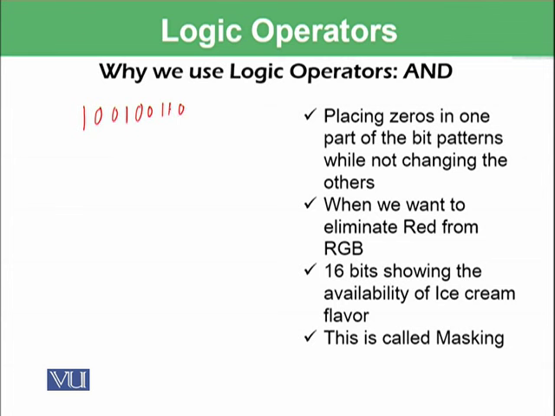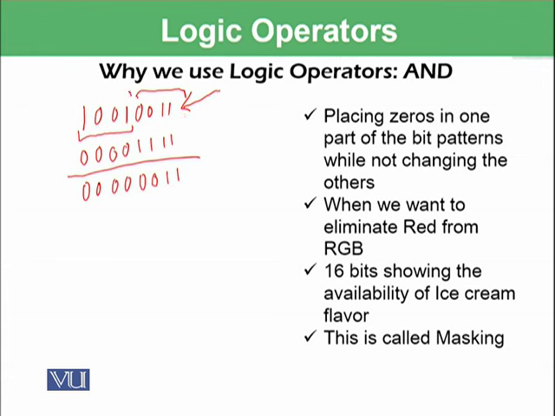1001000110, and you want to place zeros, for example, in these four bits, while you don't want to change these other four. So what you can do is put an AND with a number that is 0000111. So let's see the answer. 1 and 1 would be 1, 1 and 1 would be 1, 1 and 0 would be 0, 1 and 0 would be 0, and all of these bits would be 0. So you have seen that this was the actual number, and we have changed the first four bits of this number to 0, while the next four bits remained unchanged.